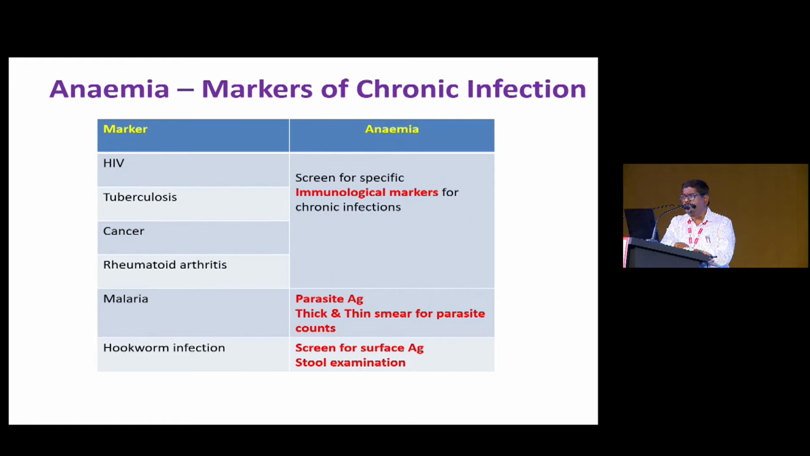Then anemia due to chronic infections. Some of the chronic infectious diseases include HIV, which is predominant in Pondicherry, where we are seeing many anemic cases. Tuberculosis, tumors, rheumatoid arthritis, malaria, of course, where you can go for smear studies, and hookworm infection, where we can screen for surface antigen and stool examination. These are the various markers available for anemia in case of infections.